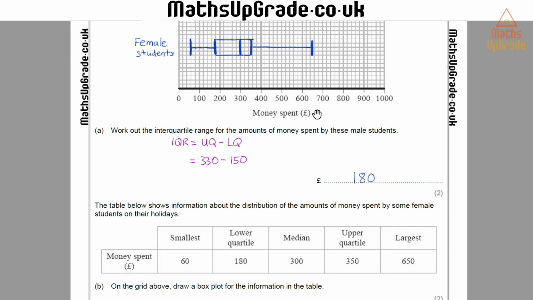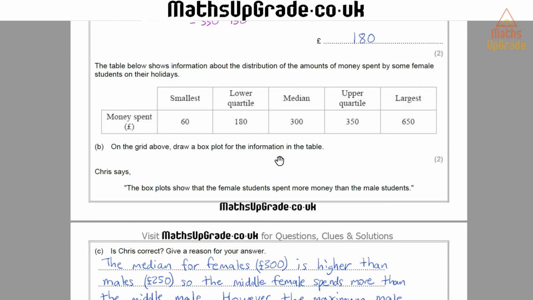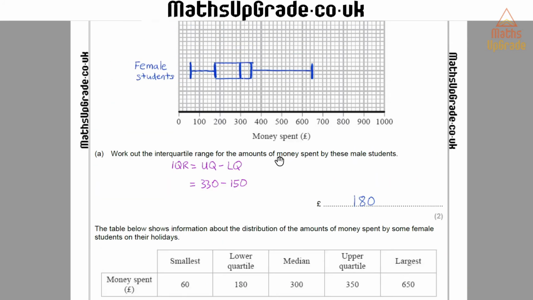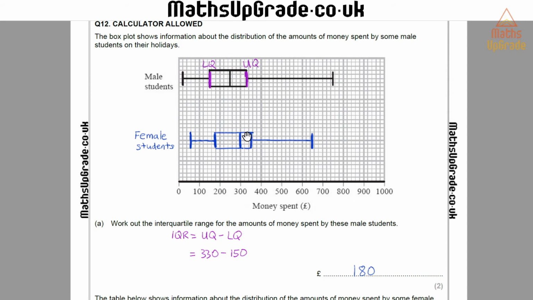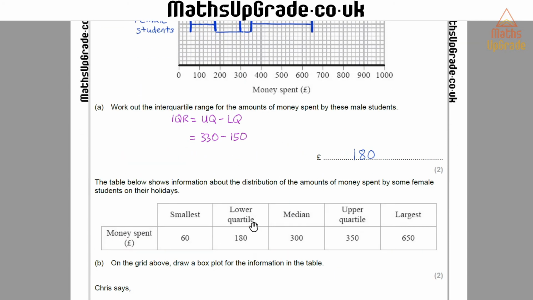In the next part of the question, Chris has made a comment saying that the box plots show that the female students spent more money than the male students. We need to say whether Chris is correct, giving reasons. So what you can see is that the median for the female students was greater than the median for the male students. So that would suggest that females spend more on their holidays than males.